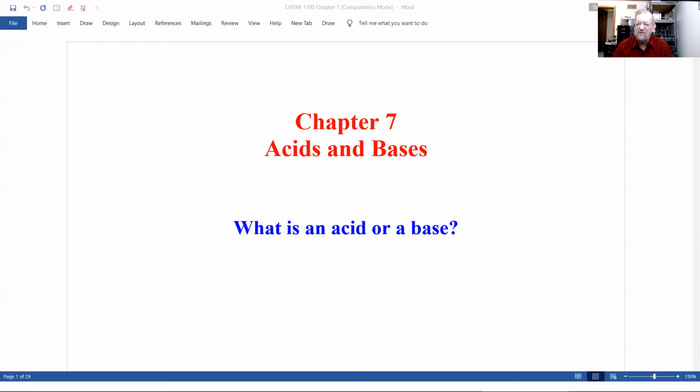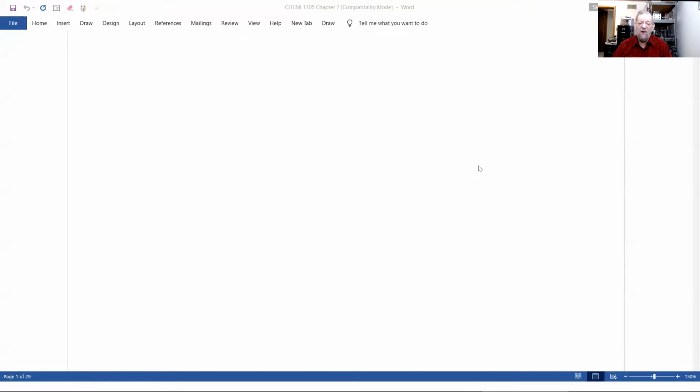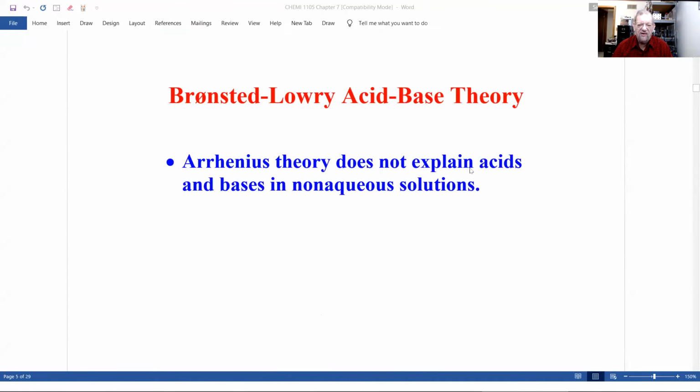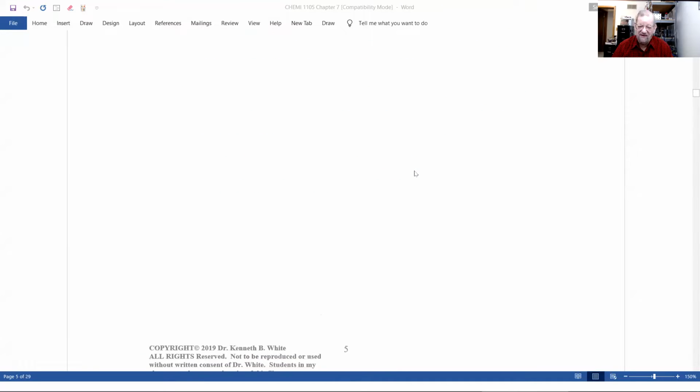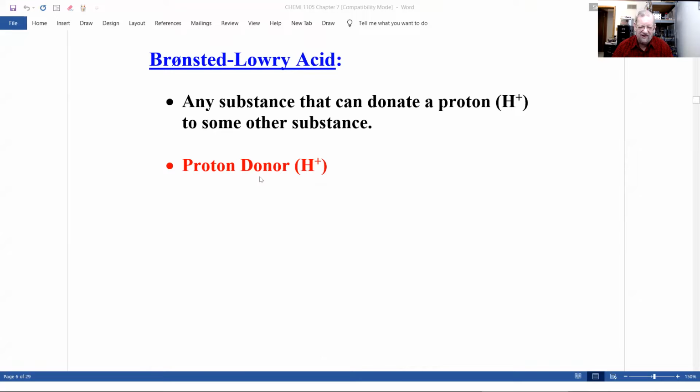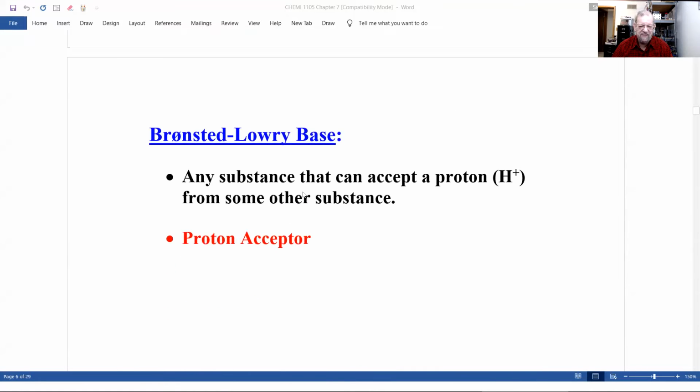All right, let's get to work. Now, we went through what is an acid and base, and that is the Arrhenius theory. Doesn't explain everything. And remember, under Bronsted-Lowry, an acid is a proton donor. A base is a proton acceptor.